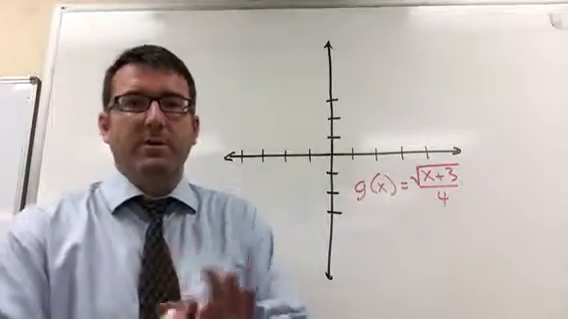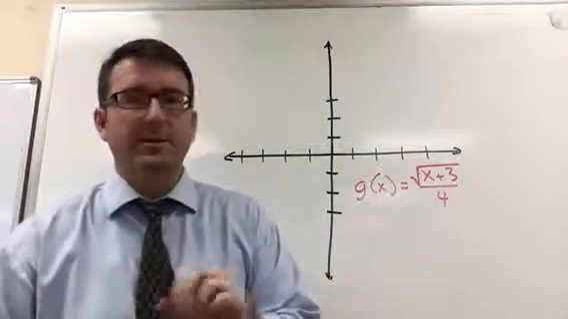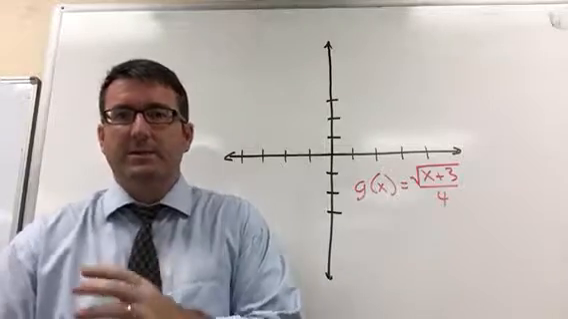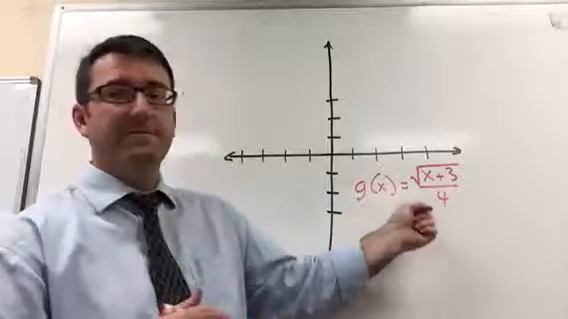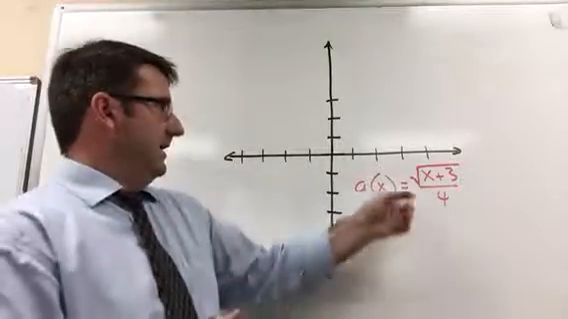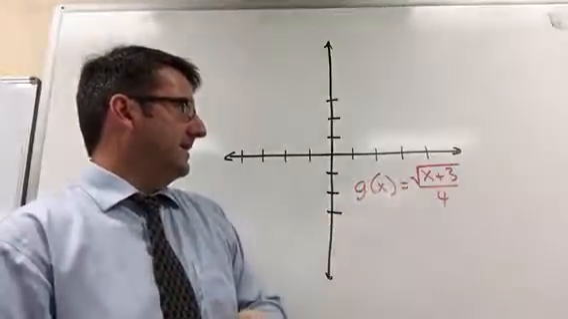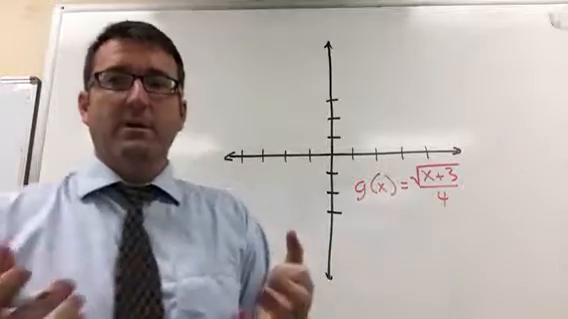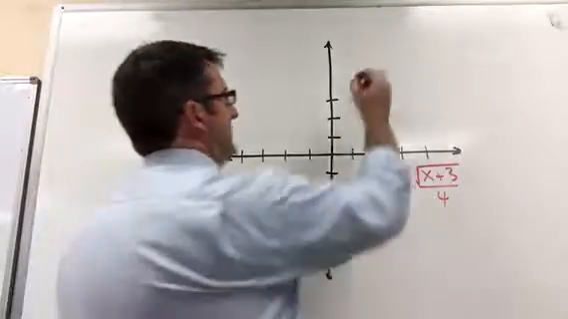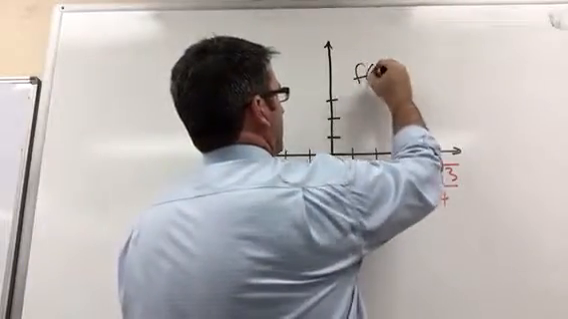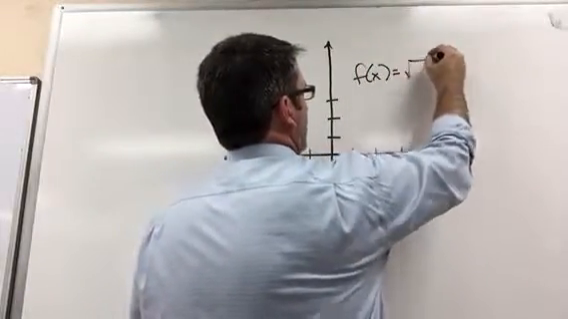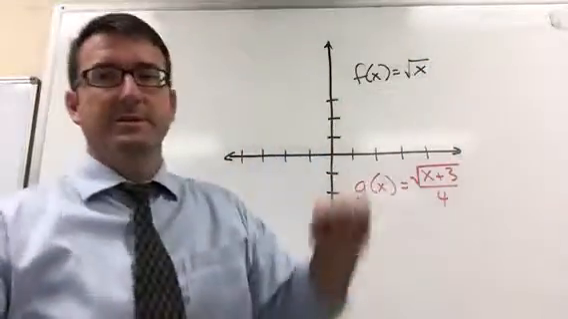All right, for number 31, we're given this function, g of x equals the square root of x plus 3, divided by 4. And the first thing we're asked to do with this is to identify the parent function. So this is a square root function, so our parent function is going to be the function f of x equals the square root of x. That's our parent function, the square root function.